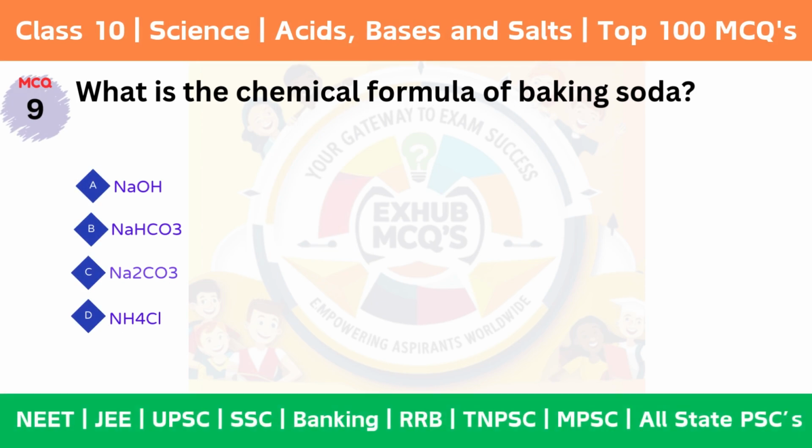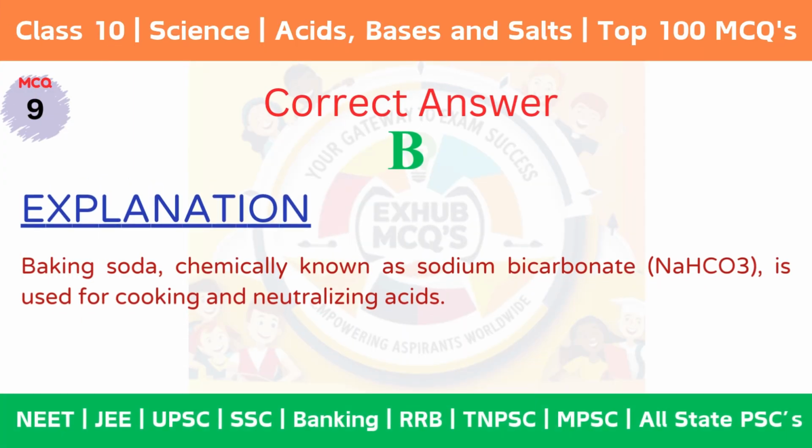MCQ 9. What is the chemical formula of baking soda? Option A, NaCl. Option B, NaHCO3. Option C, Na2CO3. Option D, NH4Cl. The correct answer is option B, NaHCO3.